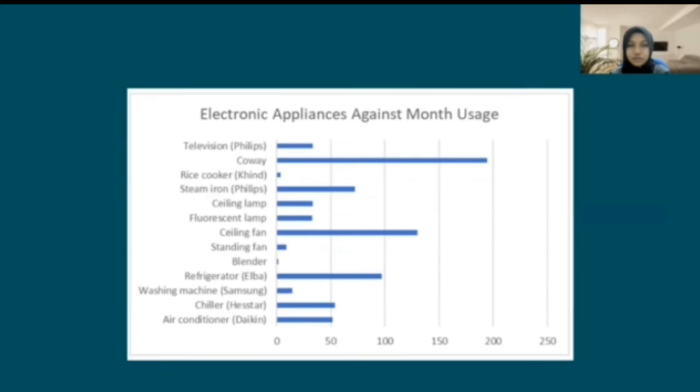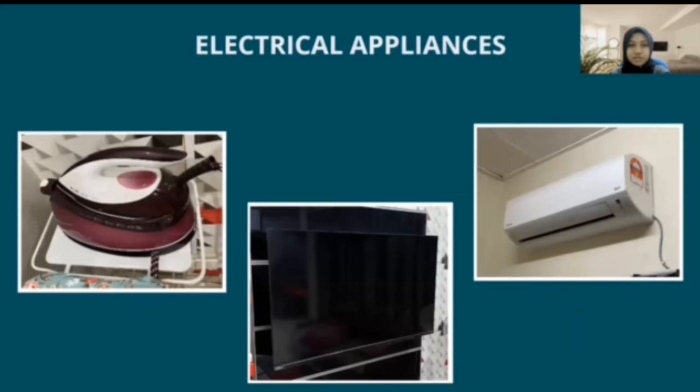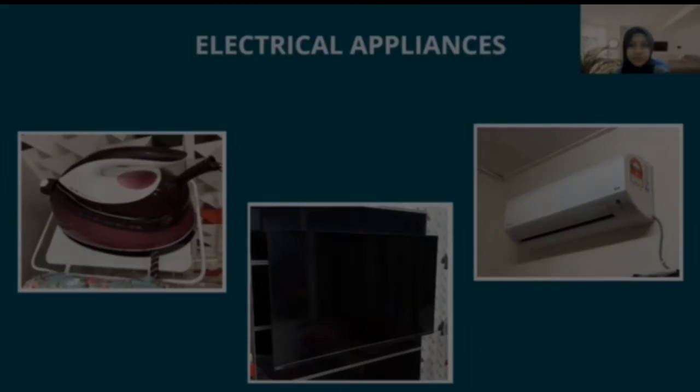So this is the graph of electrical appliances against month usage. The electrical appliance with the most power consumption is the air conditioner, followed by ceiling fan, refrigerator and steam iron. Here are a few electrical appliances in my house: the steam iron, television, and air conditioner.